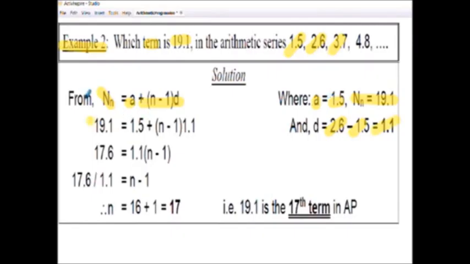So on the left hand side the Nn is 19.1, and that's equal to the a, which is 1.5, plus n minus 1 in brackets times by the d, which is 1.1. Simply taking 1.5 from both sides, I get 17.6 is equal to 1.1 times n minus 1 in brackets. I then divide both sides by 1.1, and then I add 1 to both sides. So n is equal to 16 plus 1, which is equal to 17. So the 19.1 value will be the 17th term in the AP we're given.